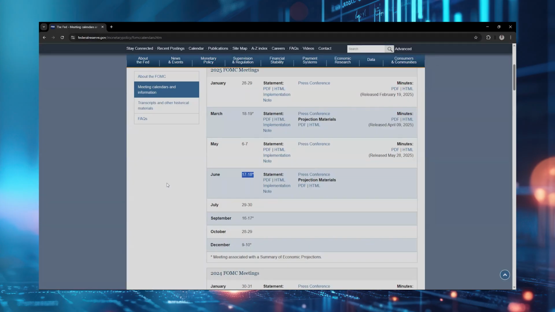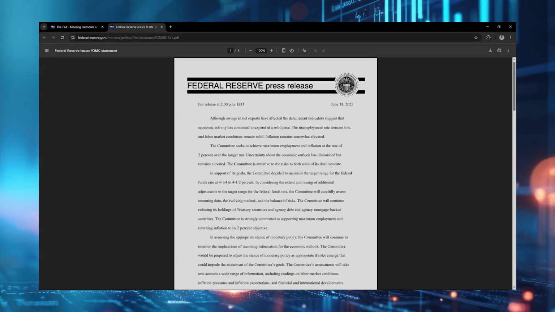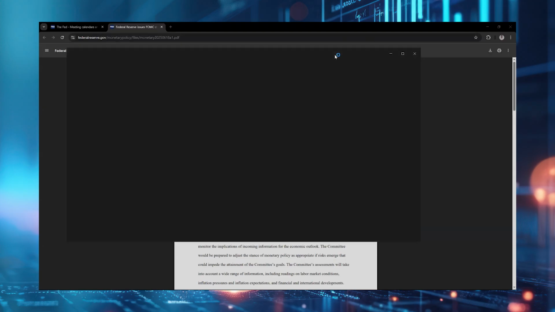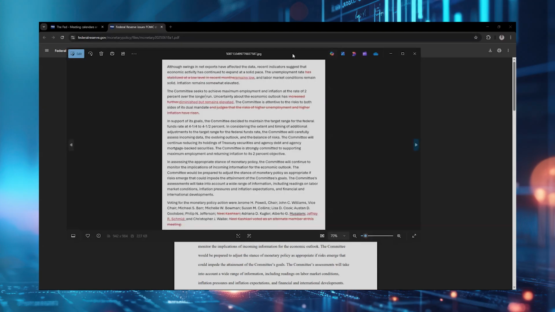And then you have the statement. If you click on statement, HTML, or you can click on PDF as well, whatever is easier for you. I'm just going to go for PDF. It's a little bit better. Cool. So a few things right here at the start already. Open the image. There you go.